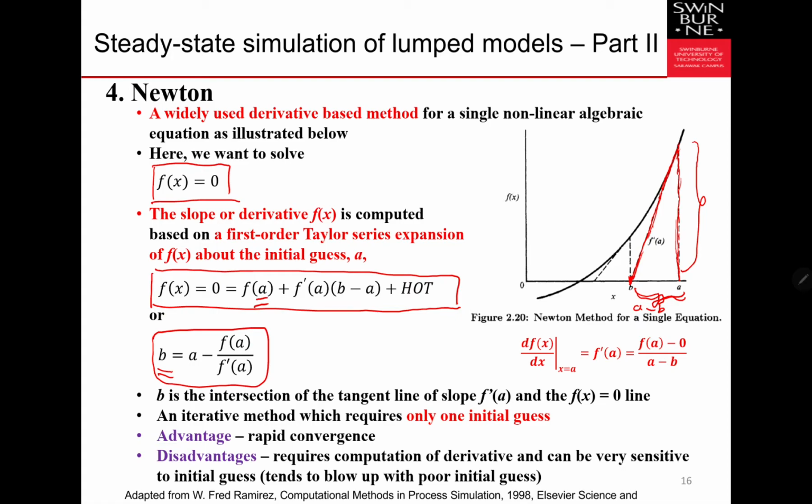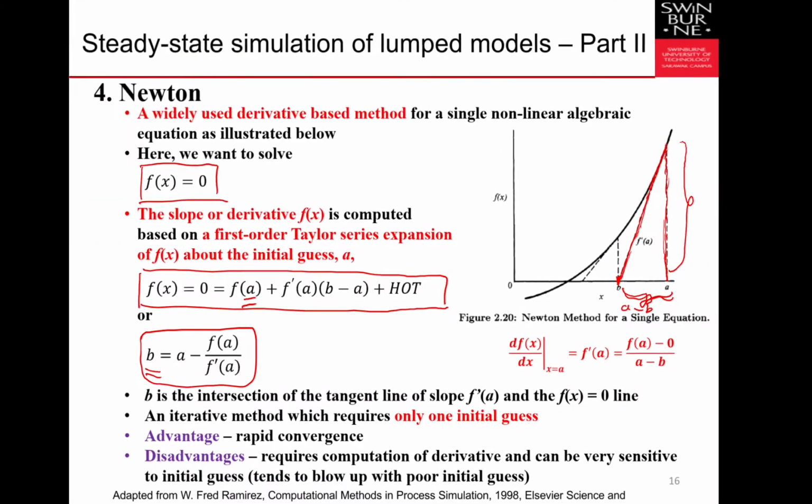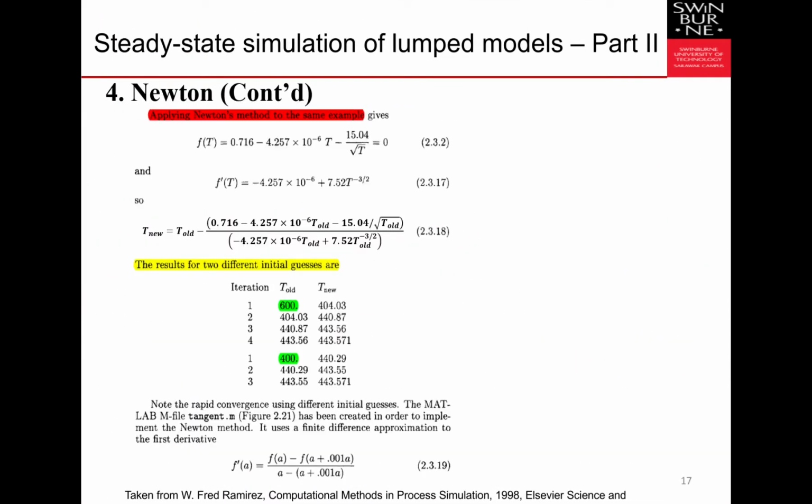This will be an iterative method that requires one initial guess. The advantage is that it has a rapid convergence. Although the disadvantages are that it requires computation of the derivative and can be very sensitive to the initial guess. So in here we show an example of solving the same problem again, with 2 different initial guesses. The first one is 600, the second one is 400. Both converge in about 3 to 4 iterations.